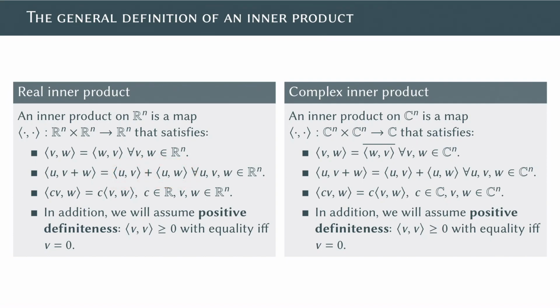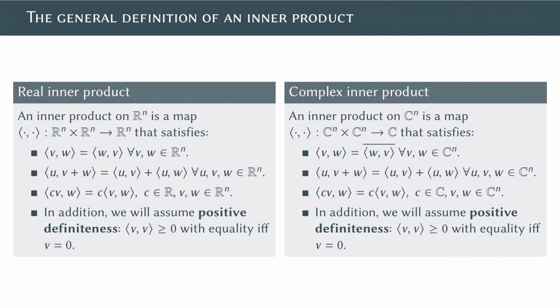The third property says that if you take the inner product of cv comma w, you should get c times inner product of v comma w. Here c is a scalar coming from R. In addition, we will only consider inner products that are positive definite. That means the inner product of v comma v should always be greater than or equal to 0, and we must have equality if and only if v equal to 0. In other words, for any non-zero vector, the inner product v comma v should be greater than 0.